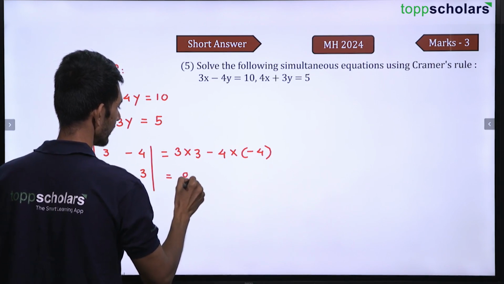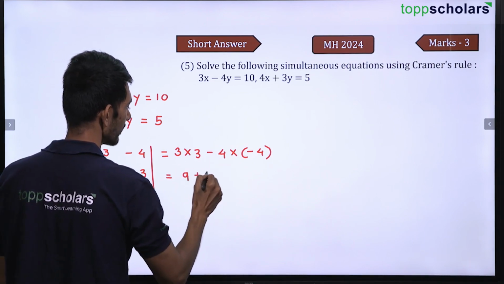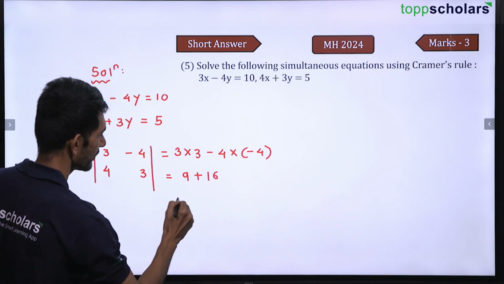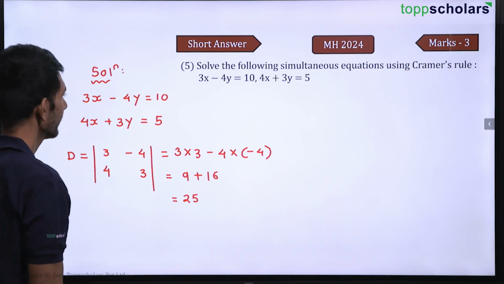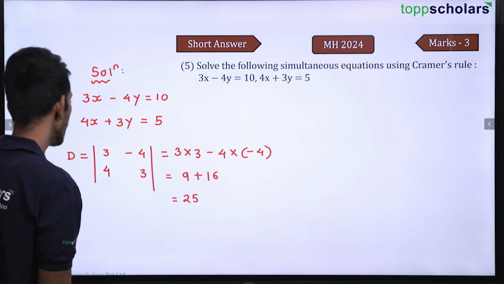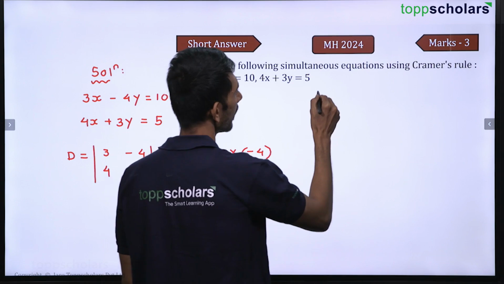3 3s are 9, minus minus is plus 16, and 9 plus 16 is 25. That is your d. Then find out dx. How do we find out dx?